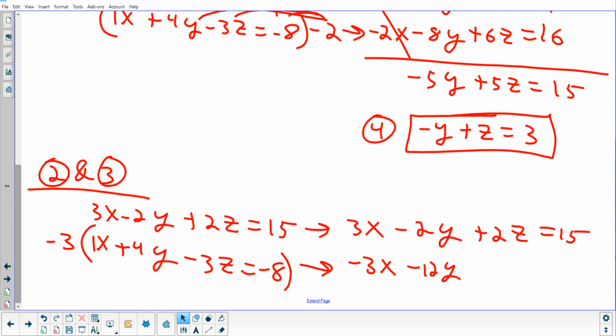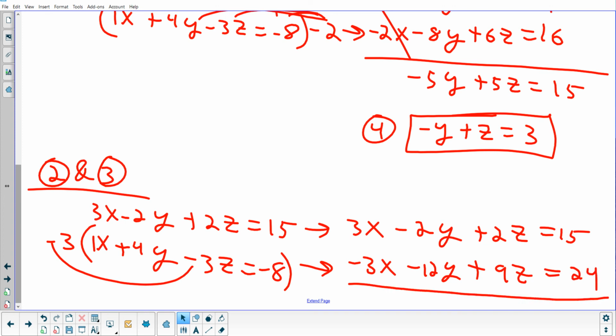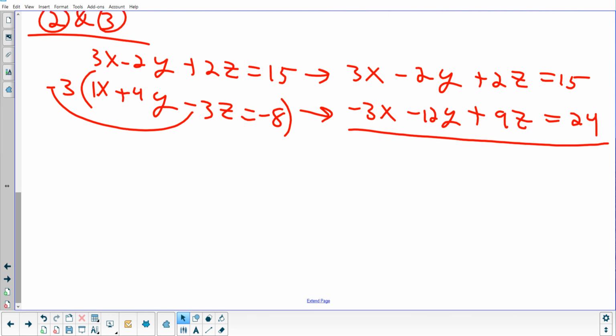All right, you said negative 3x minus 12y. What's the next one? Positive 9z. Yep. Unfortunately, one mistake in this whole process, and then it's all messed up. So plus 9z, and what'd you say the last one is? Positive 24. Okay, so add those up, and that's going to give us another equation.